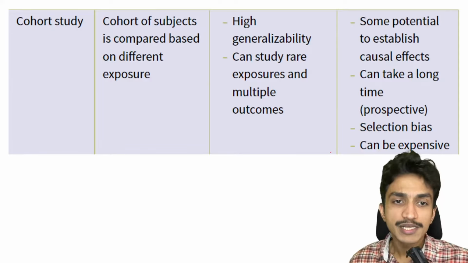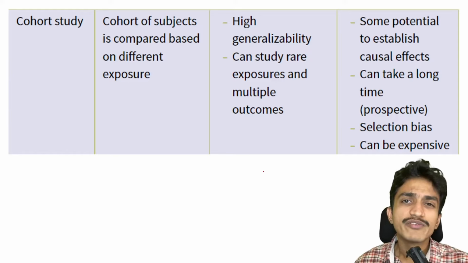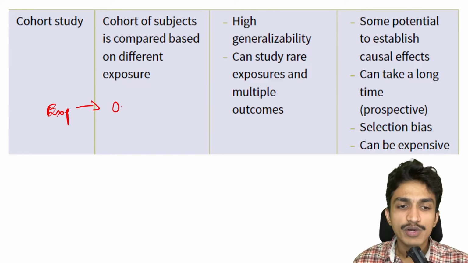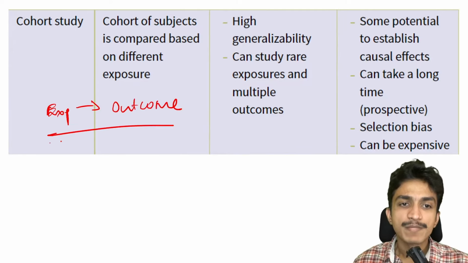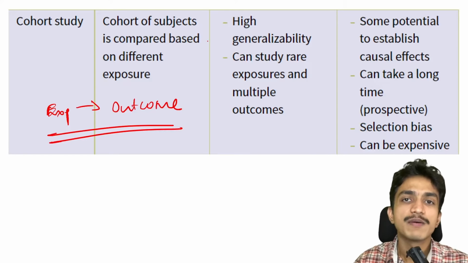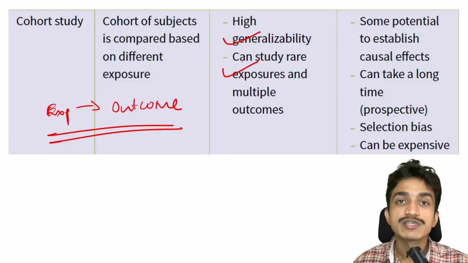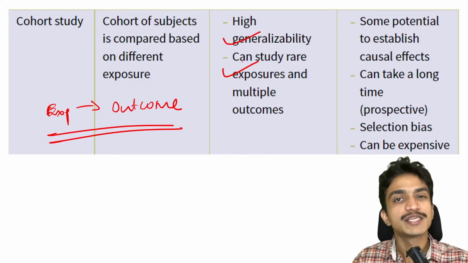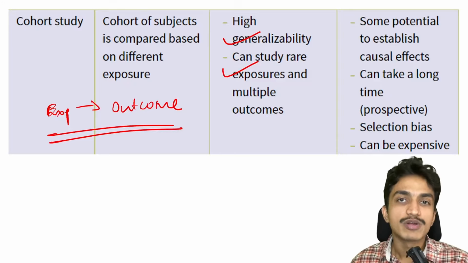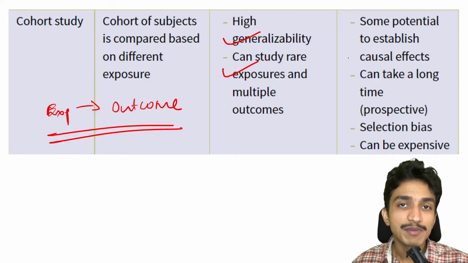Coming to cohort study. A cohort of subjects is compared based on different exposures. So we study from what the exposure has been and what is the outcome. So that is how they are compared. Because we are comparing exposure, we can generalize it, and rare exposures can be studied because we study only that exposure or the group of people who have been exposed to that thing, and multiple outcomes can be studied.